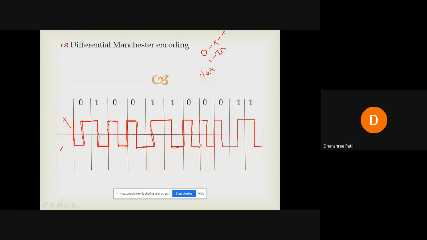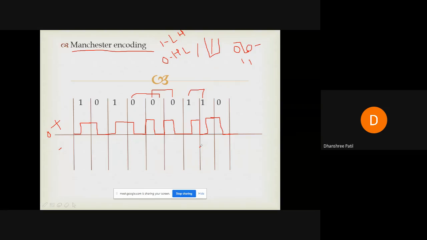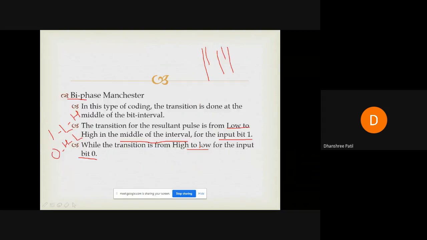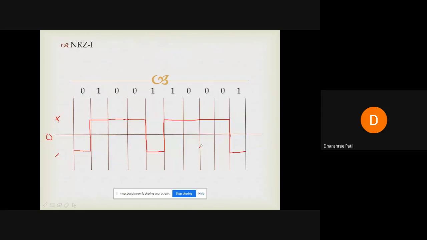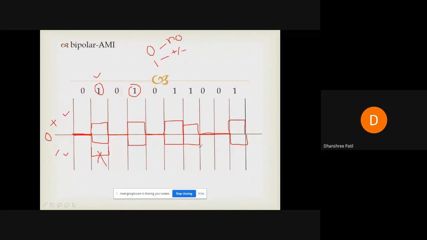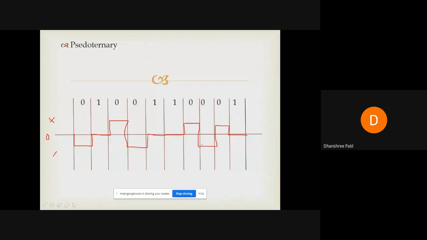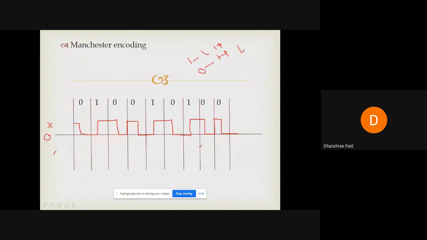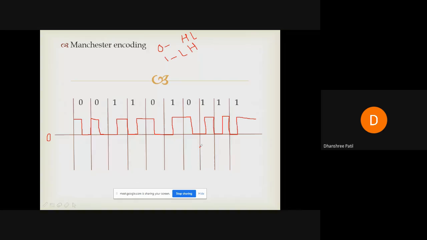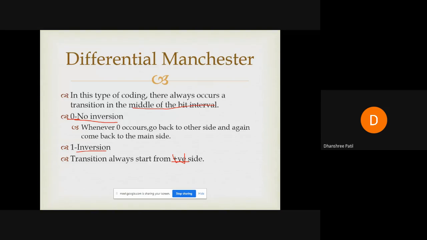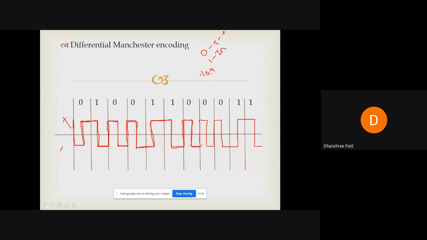Okay, have you understood the types of the encoding techniques? Yes, Manchester encoding and the differential Manchester encoding. Any doubt? How many techniques are there? First NRZ, then NRZI, then bipolar AMI, pseudo ternary, then Manchester and differential Manchester. Total 6 techniques are there that we have seen. Any doubt in any of the techniques? In the first test, you might have experienced something, whether you are able to draw or not. Any doubt?